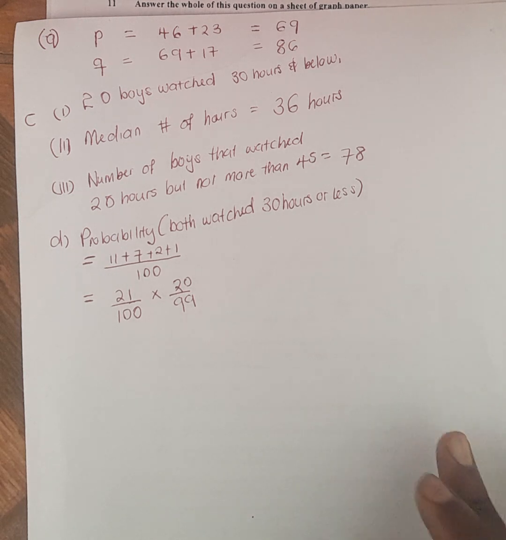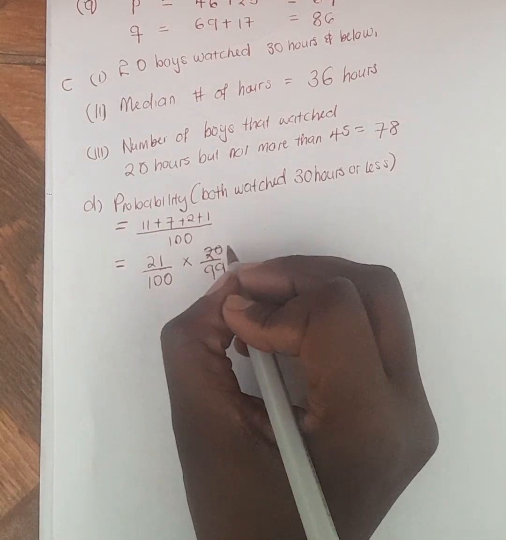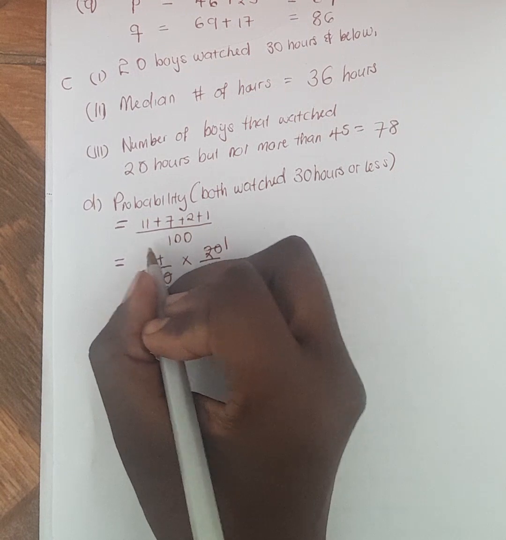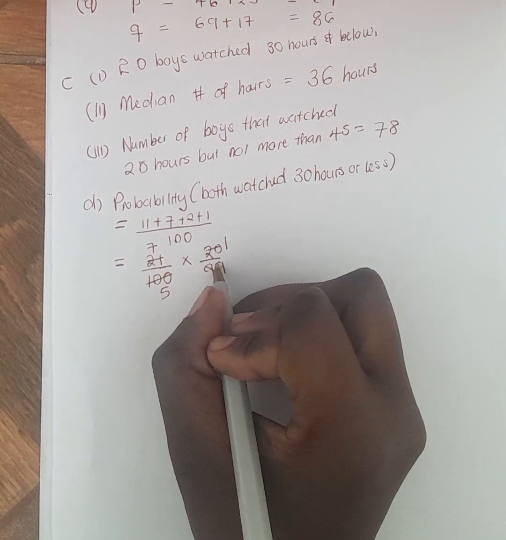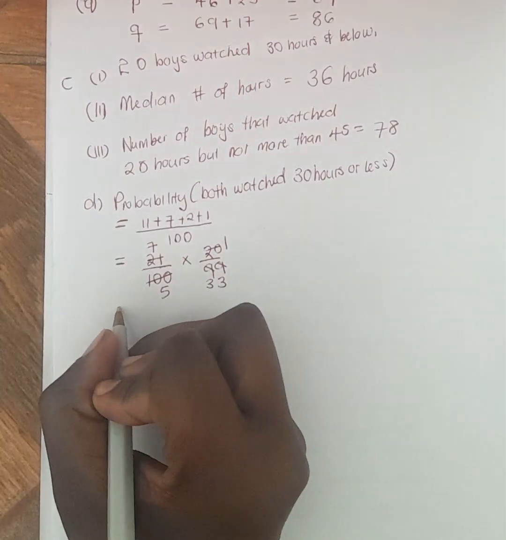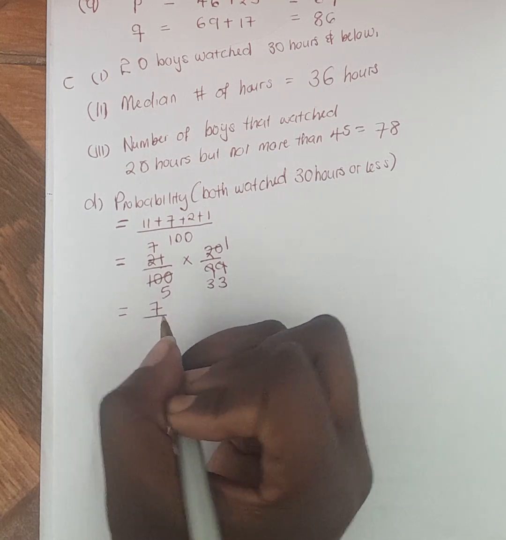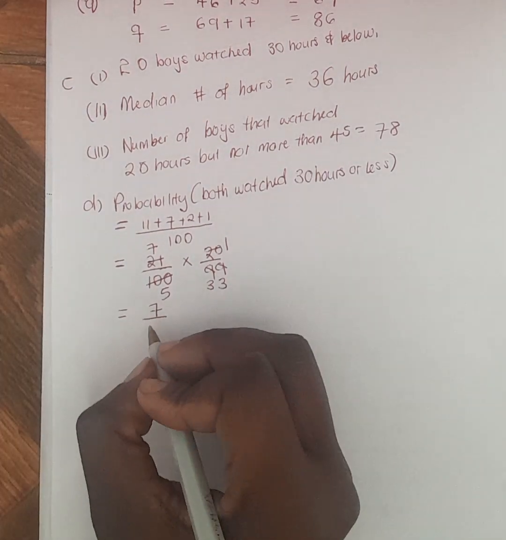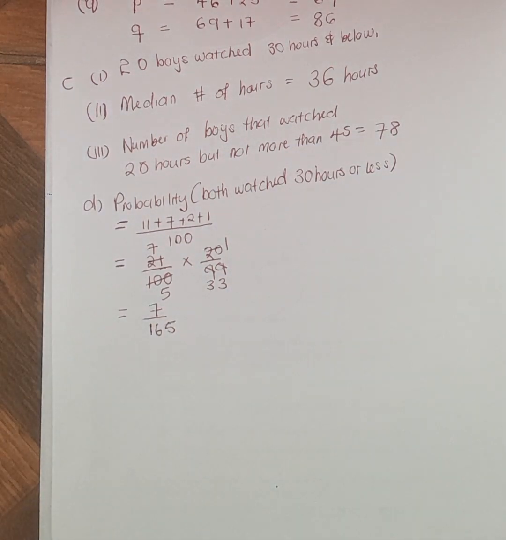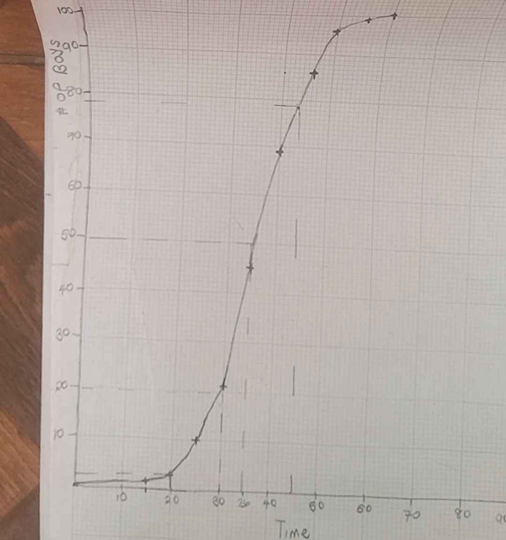So the probability of both, we multiply: 20 into 21, 20 into 105. Then 3 into 21 is 7. 3 into 99 is 33. So 7 times 1 is equal to 7 over 33 times 5 over 165. So the probability that both watched 30 hours or less is 7 over 165. That was all about question number 11. Let's move on to question number 12.